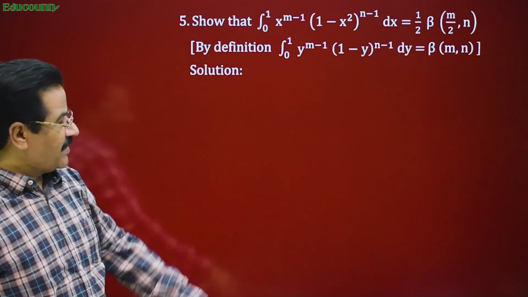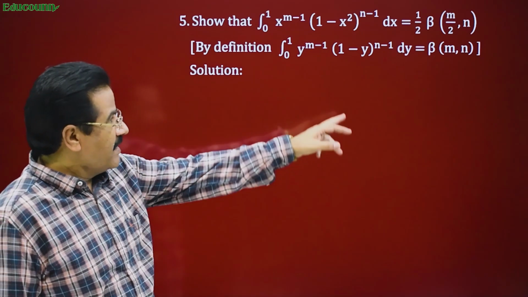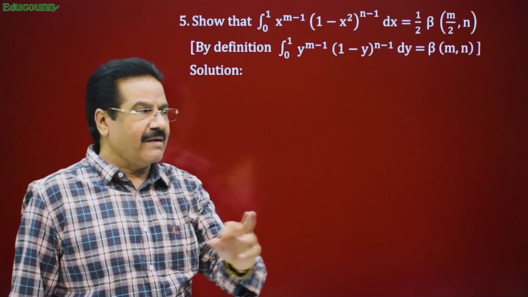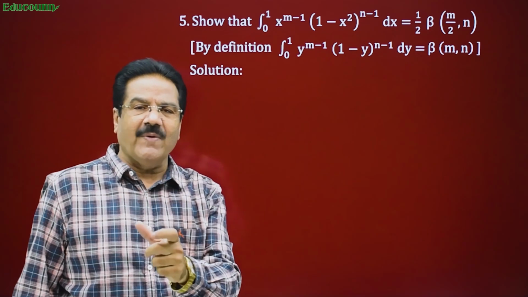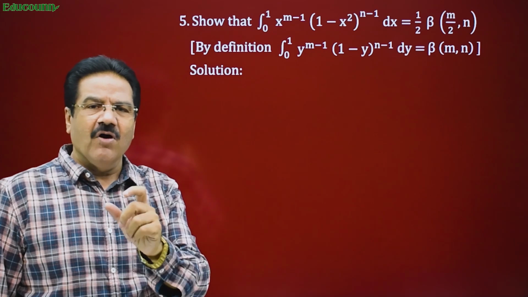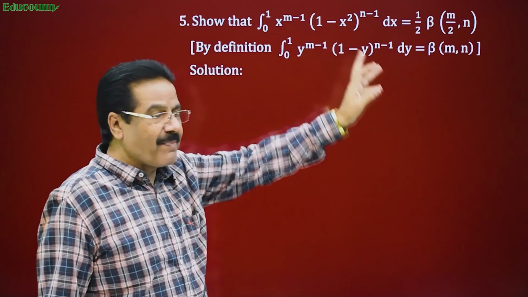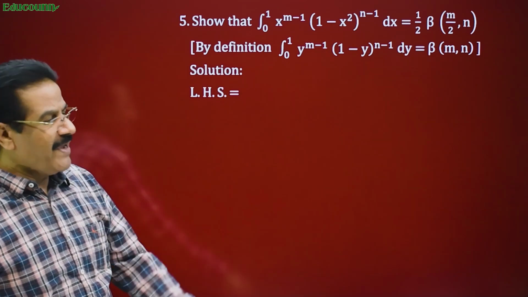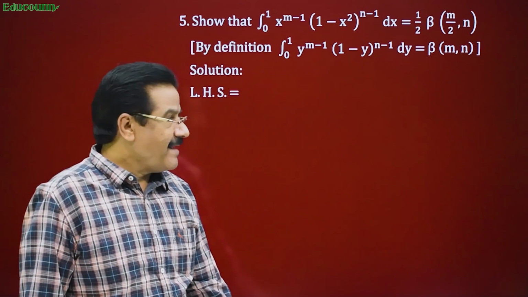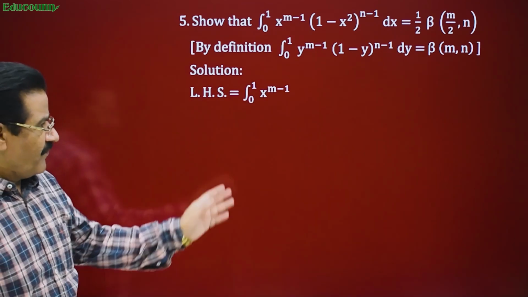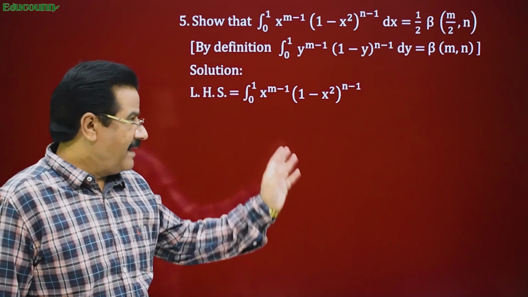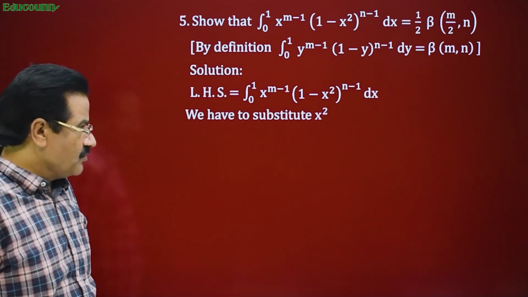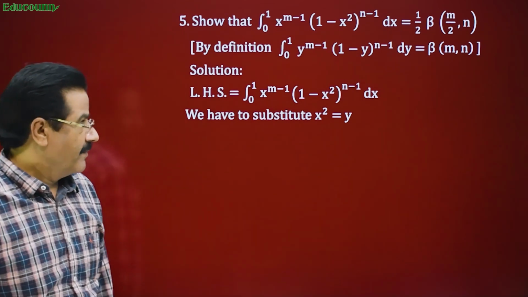What is the observation now? If you do the comparison, here in the bracket, by definition, we should have a linear term in the form of 1 minus y. We should not have any power of the variable. But in the example, the power is x square. It's very clear that we have to do the substitution for that x square. So LHS, first of all, write down as it is, and in the next step, we are going to do the substitution. So let us do the substitution, x square equal to y.